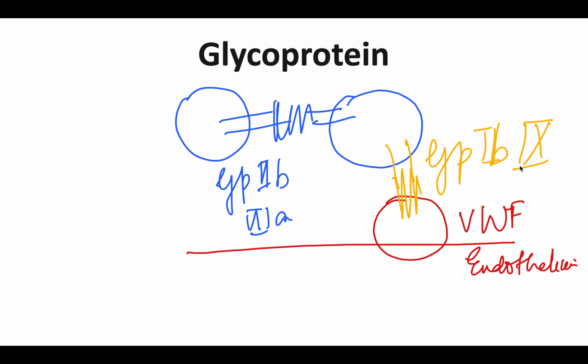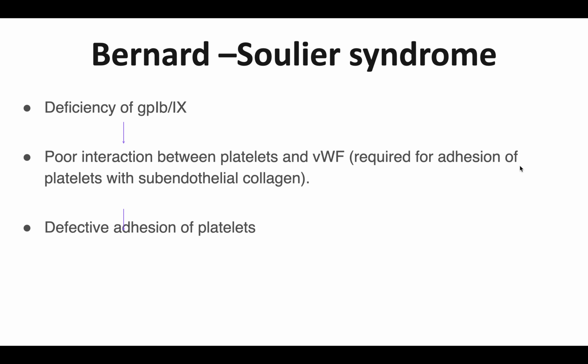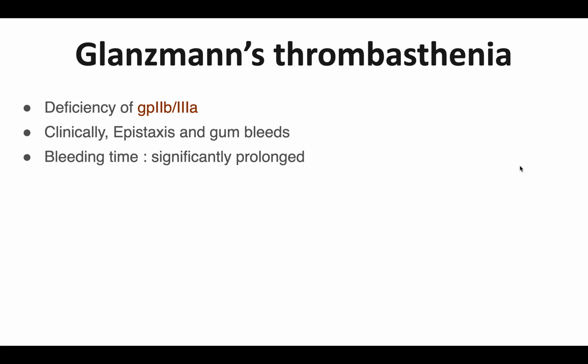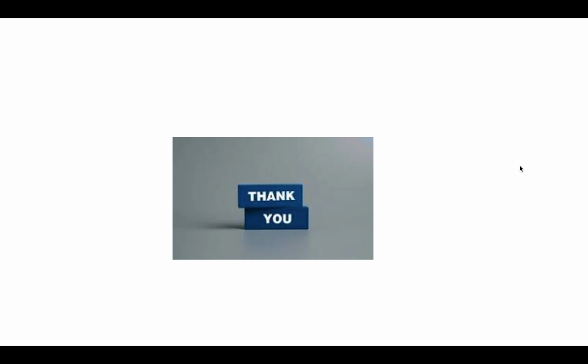So there are two congenital anomalies in which certain glycoproteins are missing. You have Bernard-Soulier syndrome, in which there is deficiency of glycoprotein 1b9. There is poor interaction between the platelets and the von Willebrand factor, leading to defective adhesion of the platelets. Second is Glanzmann thrombasthenia, in which there is deficiency of 2b3a, and again there is defective platelet aggregation. So these are the two congenital conditions. So this was all about the bleeding disorders.